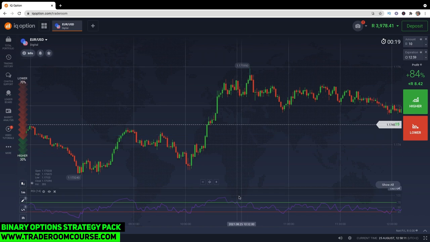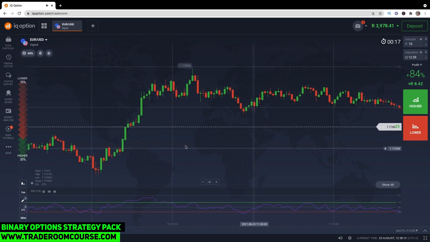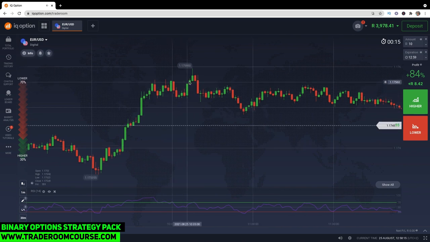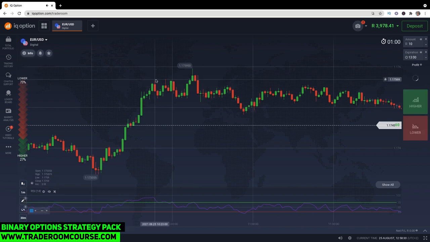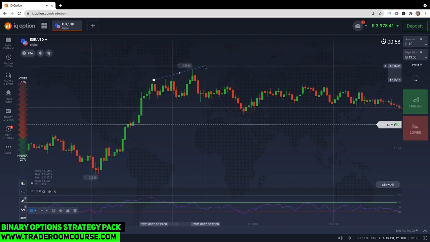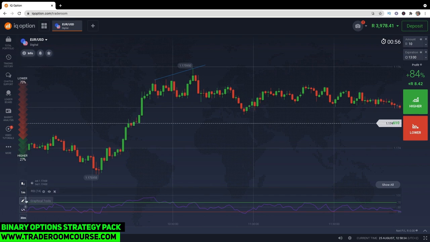Let me remove all of these drawing tools. And as you can see, we have a very clear and obvious divergence setup over here. We have highs. We then have a higher high. However, on the indicator, we have a lower high, forming a divergent setup. Very clear and obvious divergent setup. Let me draw that in.